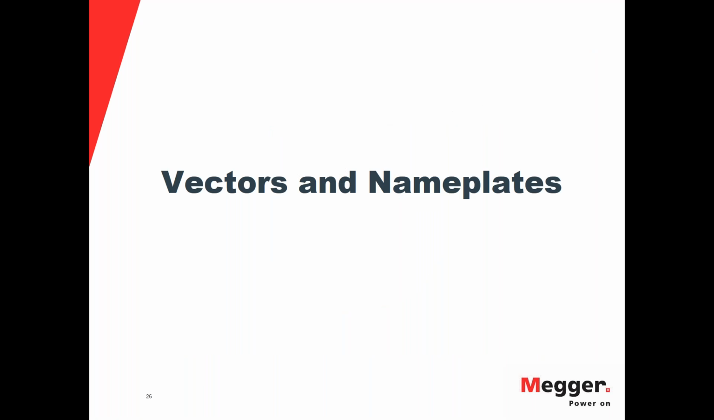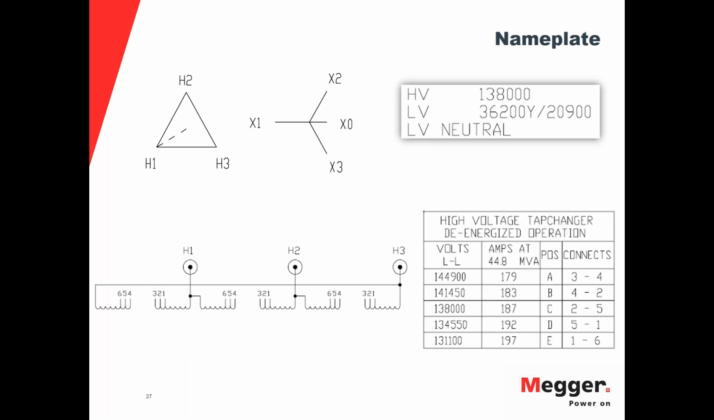So if we go into vectors and nameplates, one of the things we really got to make sure that we get right is what is on the nameplate and what is the vector configuration, and do we have that right? Because if we don't have those right, how are we going to get the proper results? How are we measuring correctly? So here's just a picture of a nameplate.